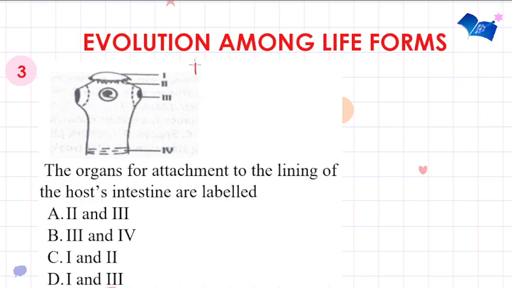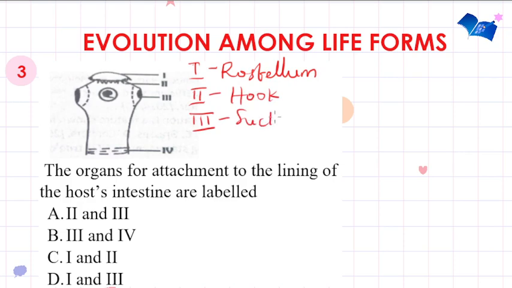And to do that, we are going to write I here as our rostellum, II as our hook, III as our sucker, and IV as our young proglottids. So it's very important for us to know this.